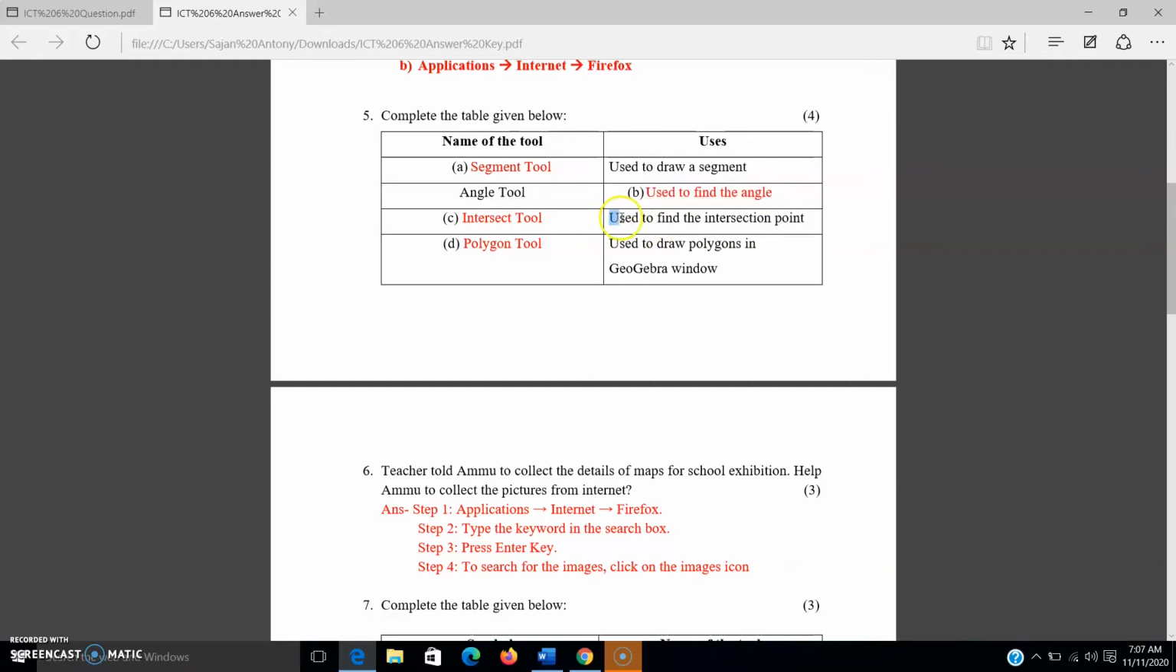Now, which tool is used to find the intersection point? Very simple. Intersect tool is the answer. Now the fourth one, which tool is used to draw polygons in GeoGebra window? Very simple. The answer is polygon tool. So you have to complete this table by filling up the blank spaces.